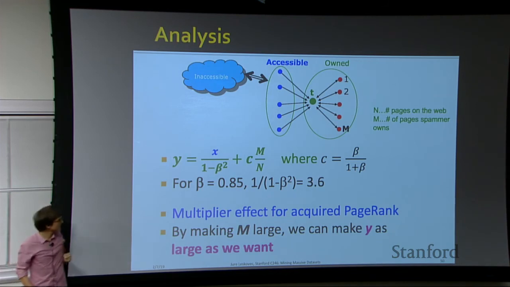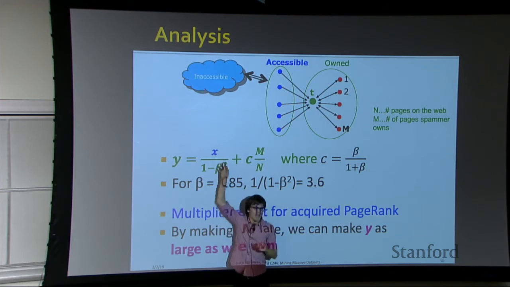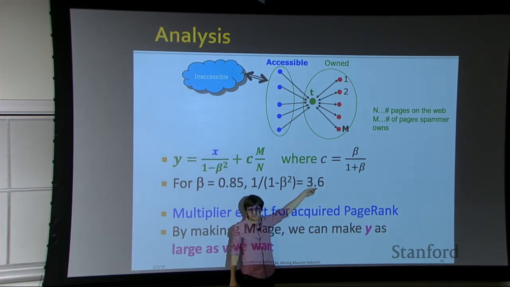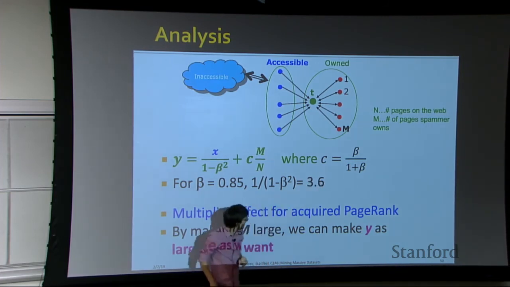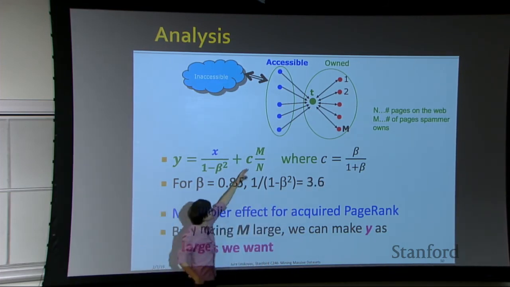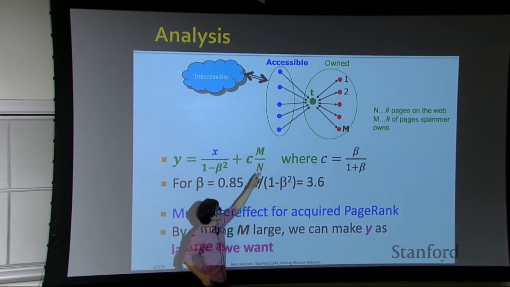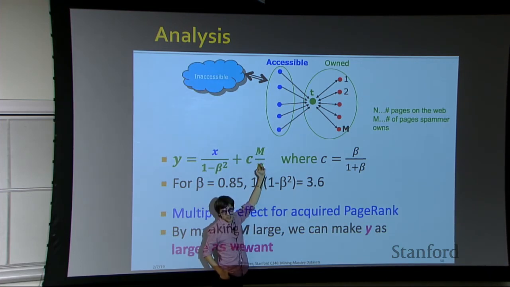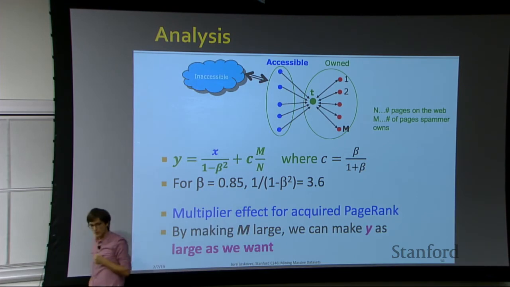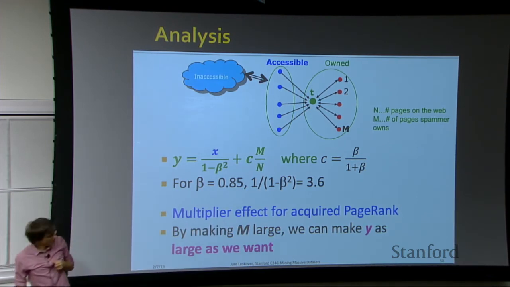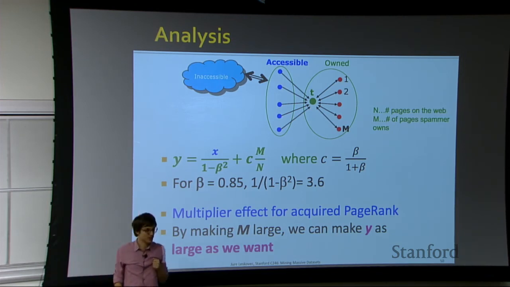We achieved two things out of it. The first thing we achieved is the multiplier effect. So x gets multiplied by 3.6. If there would be no spam farm, this would be 1. So this is far better. And the other thing we learned from this ratio is that the bigger I make m, the bigger this ratio will be, so the higher the PageRank score of target y will be. Okay? So I can make PageRank as large as possible using this kind of spam farm topology.